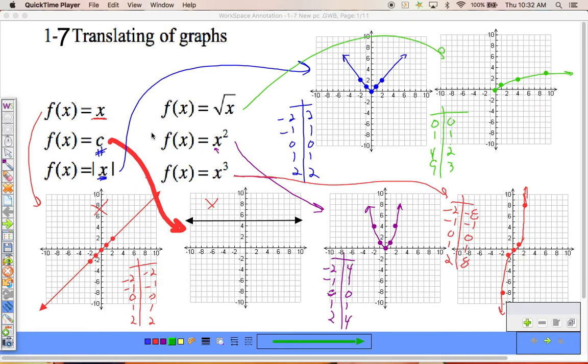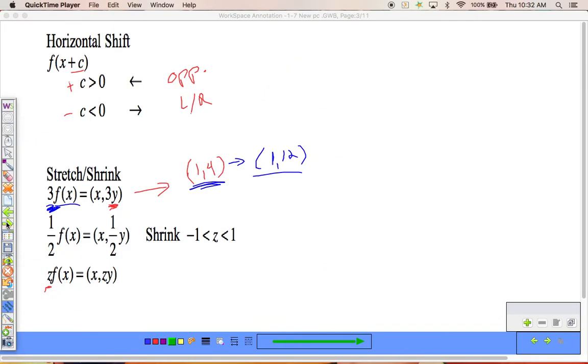Here are our notes for the lesson today in class. What we're going to talk about is translating graphs. Right here is all our parent functions and what each of the parent functions looks like. From our parent function, we're going to have some translations.